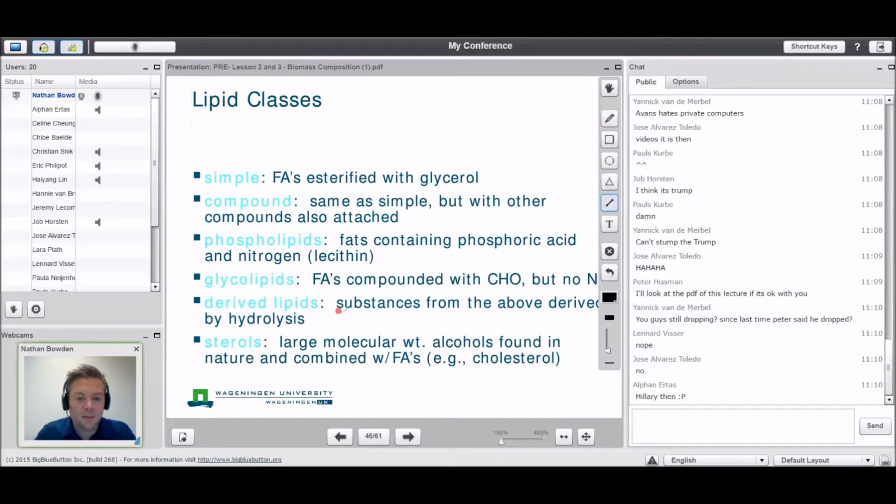A derived lipid is a substance derived from the above by hydrolysis. So if you hydrolyze and it becomes transformed, it's a derived lipid. And sterols are large molecular weight alcohols found in nature which can combine with fatty acids. An example of this is cholesterol. So cholesterol is basically a combination of fatty acid with an alcohol.